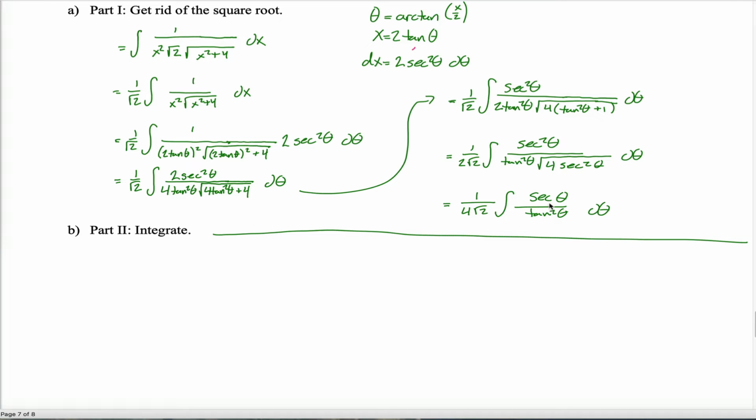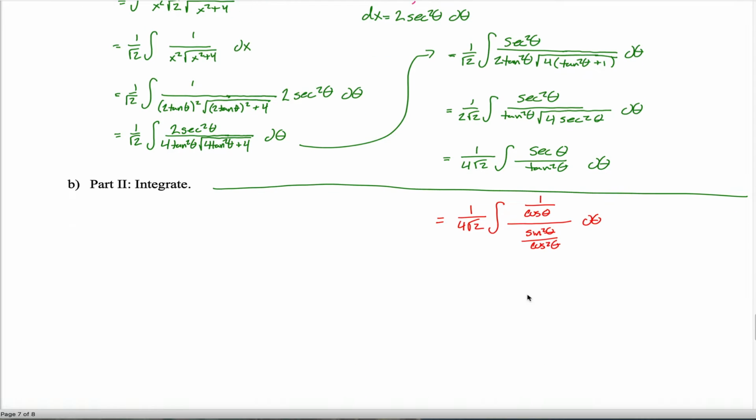When you're in situations like this, often a good strategy is to rewrite your trig expression in terms of sines and cosines. So instead of writing secant of theta, I'll write 1 over cosine of theta. And instead of writing tangent squared theta, I'll write sine squared theta divided by cosine squared theta. Maybe that will give us a form that's easier to integrate. Let's see what happens. I've got a fraction divided by a fraction.